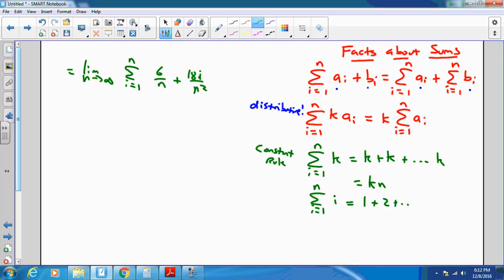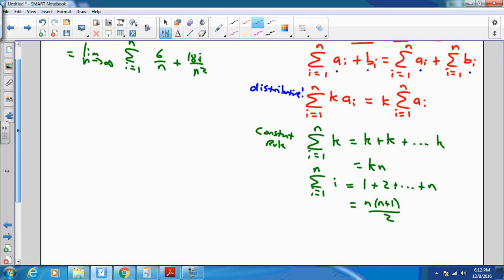Likewise, if I add up i, that is, I add all of the numbers from 1 up to n, then what I get is the famous triangle formula, n times n plus 1 all over 2.